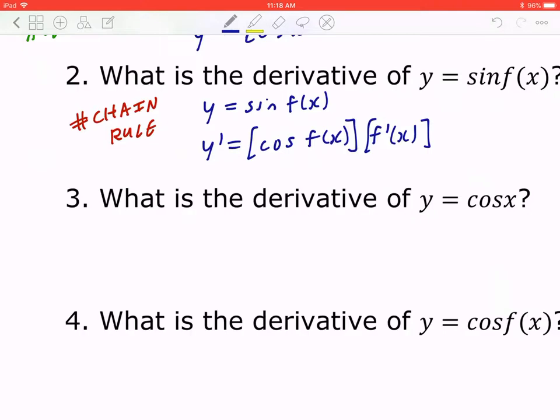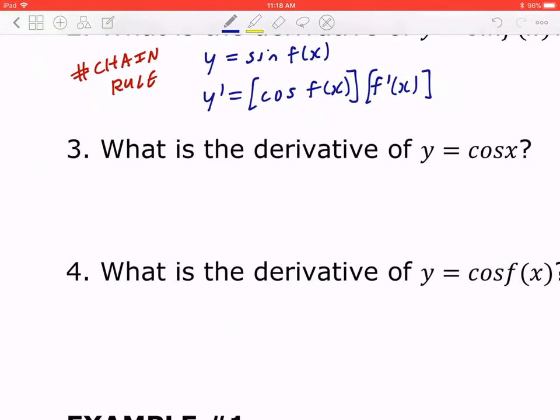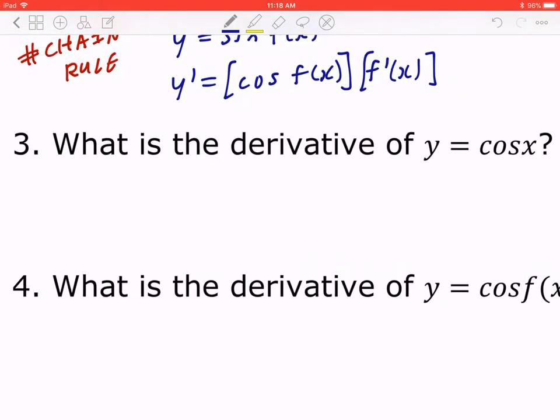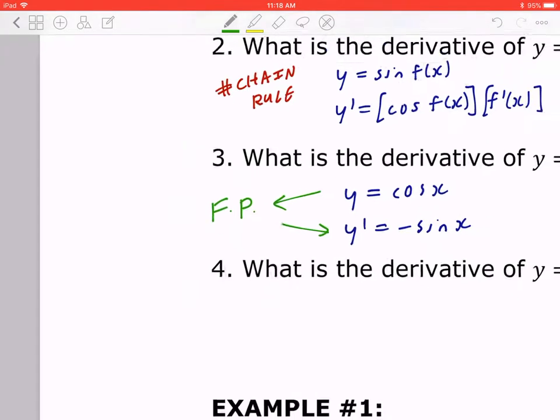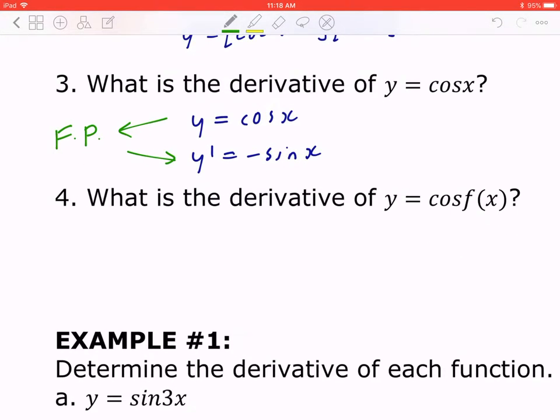Number 3, what is the derivative of y equal to cosine x? Again, if all I'm showing you is the final answer, y equals cosine x, y prime equals negative sine x. And for the same reasoning, you can still go back to the first principle, which I wrote from above, and you can show that the derivative is negative sine x.